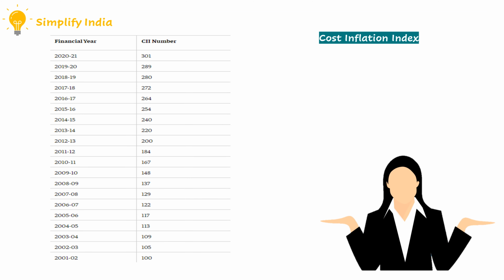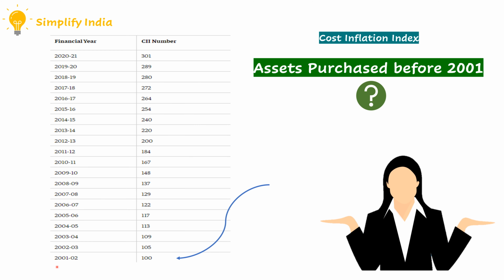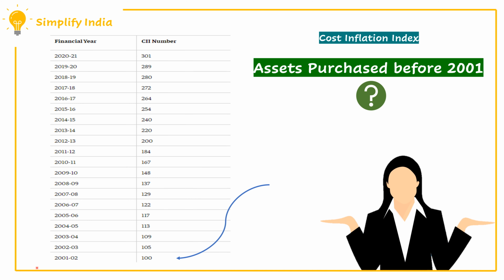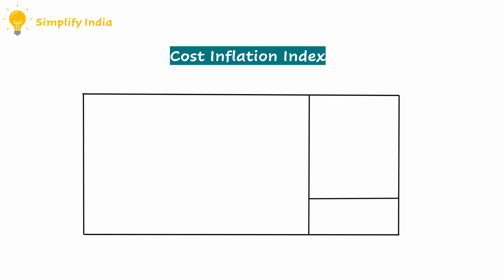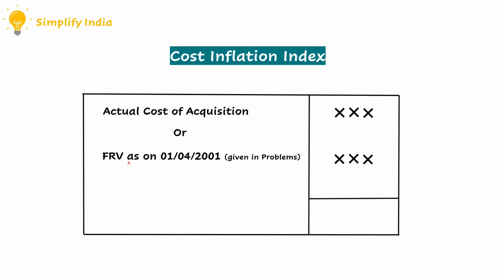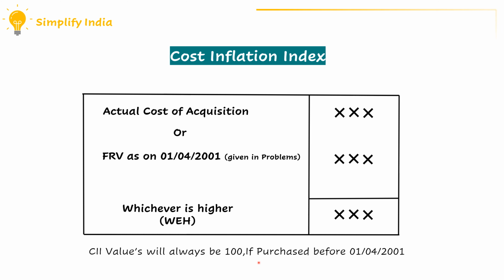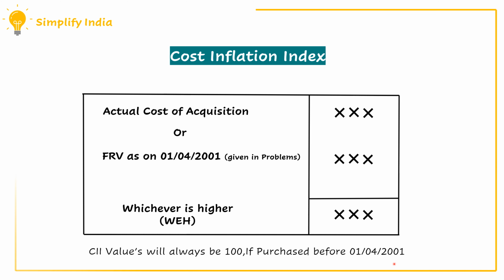Now you might wonder what we have to consider as the CII value for assets purchased before 2001. Here we have the solution. In such a case, we have to consider both the actual cost of acquisition and the FMV as on 1st April 2001. By comparing both, we consider whichever is higher, and this value is used for calculation. And the CII value will always be 100 if the asset was purchased before 1st April 2001.